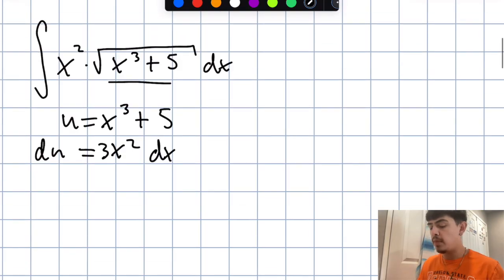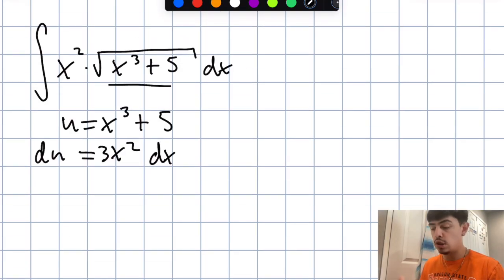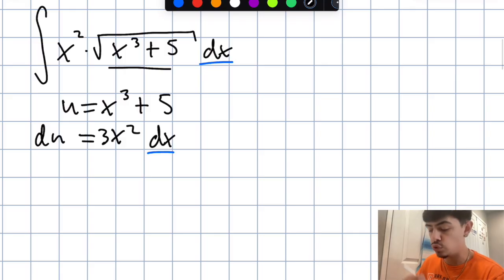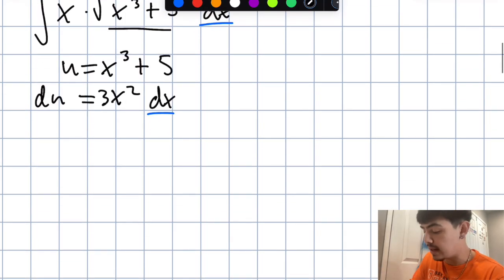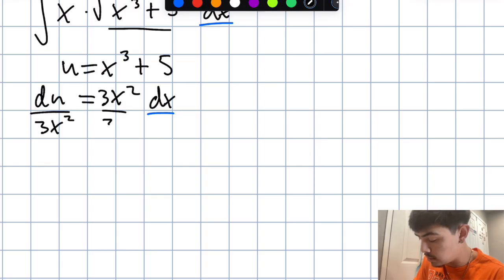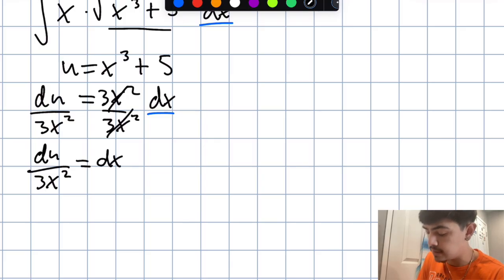So what I like to do, I like to solve for dx now, because we need to get this integral in terms of u's only, get rid of all the x's, right? So we need to change this dx into something with du times like a function. So we have dx right here, and we have dx right here. We need to go ahead and solve for dx. So just simple algebra, getting this dx by itself, meaning we divide both sides by 3x squared. This will turn to 1, right? So now we have du over 3x squared equals dx.